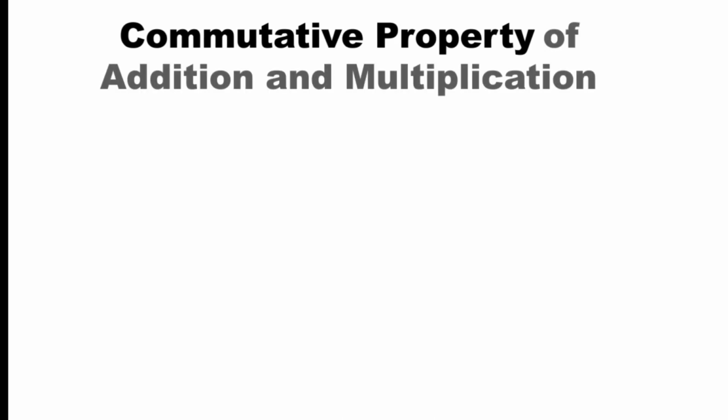My topic for you today is about the properties of real numbers. The first property is the commutative property of addition and multiplication. The commutative property is true only to addition and multiplication. Commute, from the word commute, means to move.